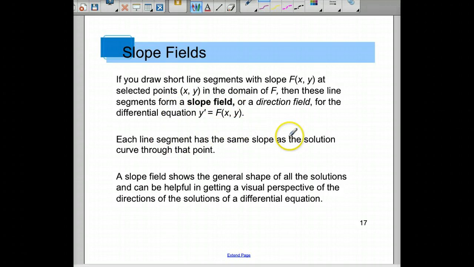Each line segment has the same slope as the solution curve through that point. So if our curve goes like this, at each point here, we'd have a little tiny line segment that has the same slope as the whole curve at that point. A slope field shows the general shape of all the solutions and can be helpful in getting a visual perspective of the directions of the solutions of a differential equation.